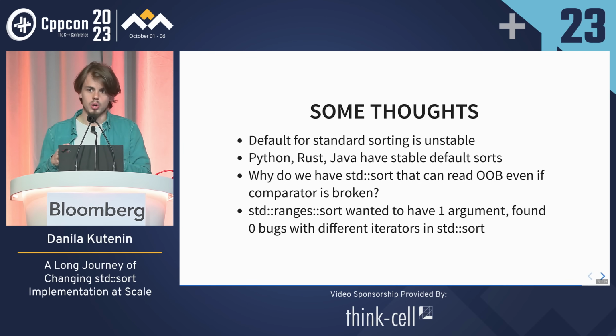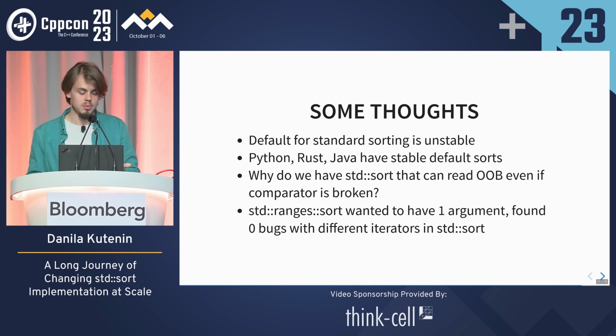Because if you have two arguments which take the begin and the end of the range, they might be from different containers, and there is no warning against that. So we found literally 0 bugs where we had different iterators in a standard, like in 2-argument standard sort. Maybe we're just lucky, maybe it's not, but I don't think that this argument for migrating from std sort to std ranges sort reduces a lot of bugs.